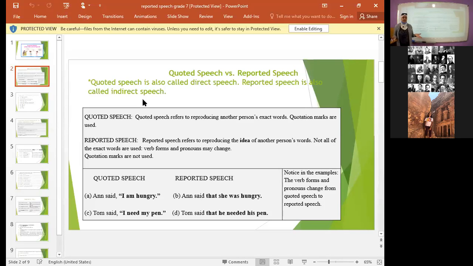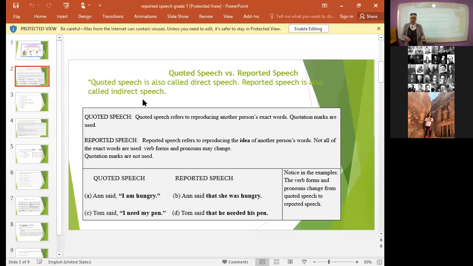There are differences because this one is called quoted speech. This one is called reported speech. Reported, this is what we repeat after her. Anne said, "I am hungry," because these words are her exact words. We have to do something, and this thing is using what? Quotation marks. Once you have these quotation marks, that means these are her exact words. This is what she exactly said.